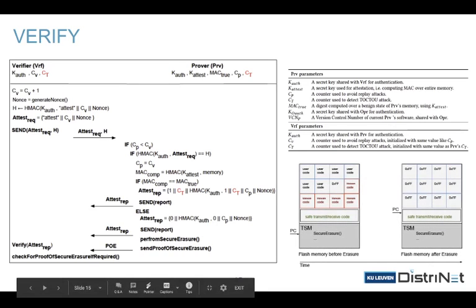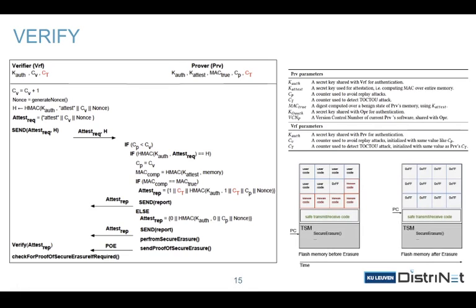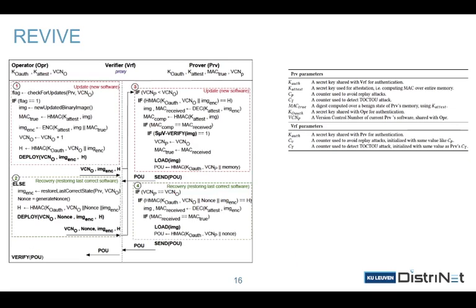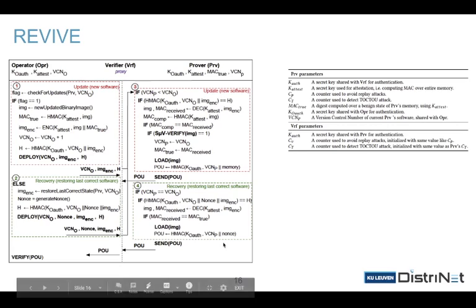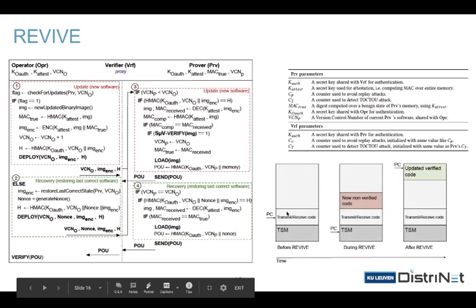And of course, in case of detecting malware, an automatic secure erasure module will be fired to erase the unprotected memory area as shown in the new figure. As said previously, Revive can be run to either perform regular updates or to recover non-functioning devices. This technique preserves integrity, confidentiality, and authenticity of the software to be deployed.